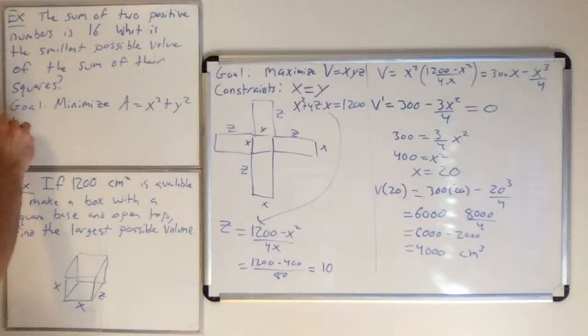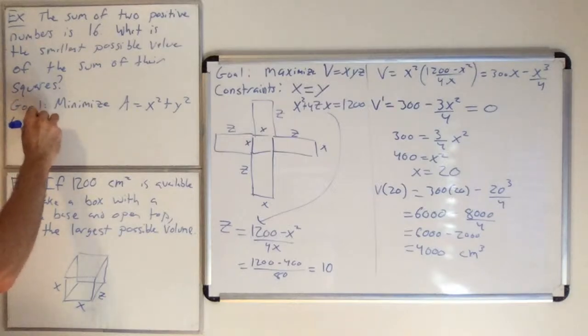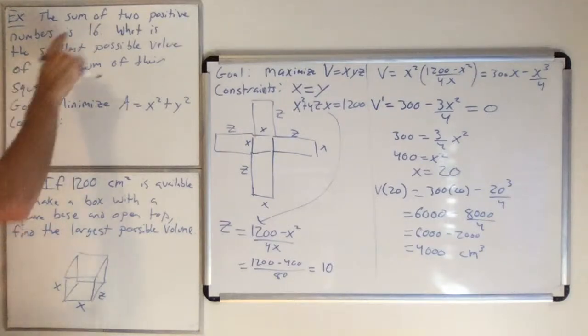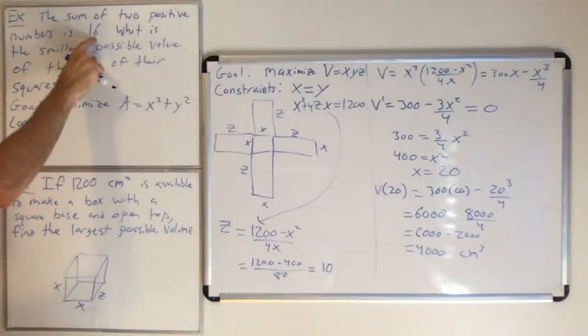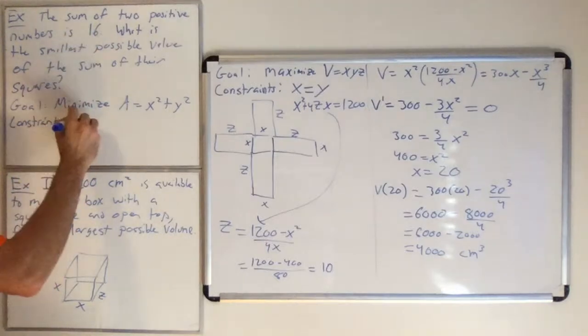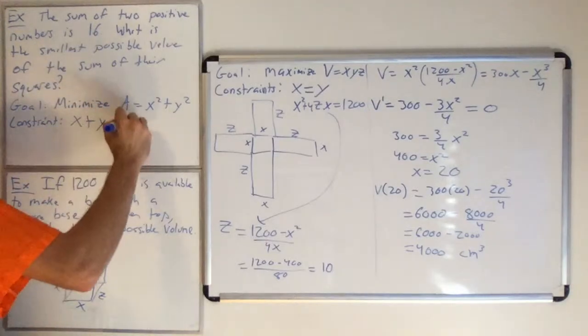And our constraint is that the sum of these two numbers is 16. And we could also have a constraint that says they must be positive, and we could just throw out the negative numbers we get as a solution. So the constraint is that x plus y is equal to 16.